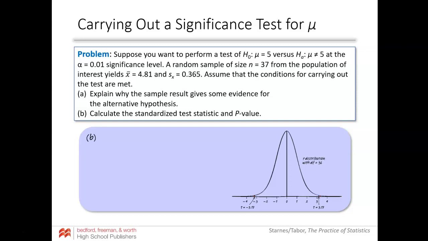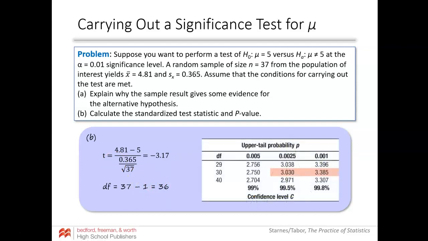This does not equal 5, so we're looking for a two-tail. So what we're going to have to do first, if you're hand calculating the test statistic, is use your sample mean of 4.81 minus the hypothesized mean of 5, divided by the standard deviation of the sample, which is also divided by the square root of n, 37, and you get a t-value of negative 3.16.